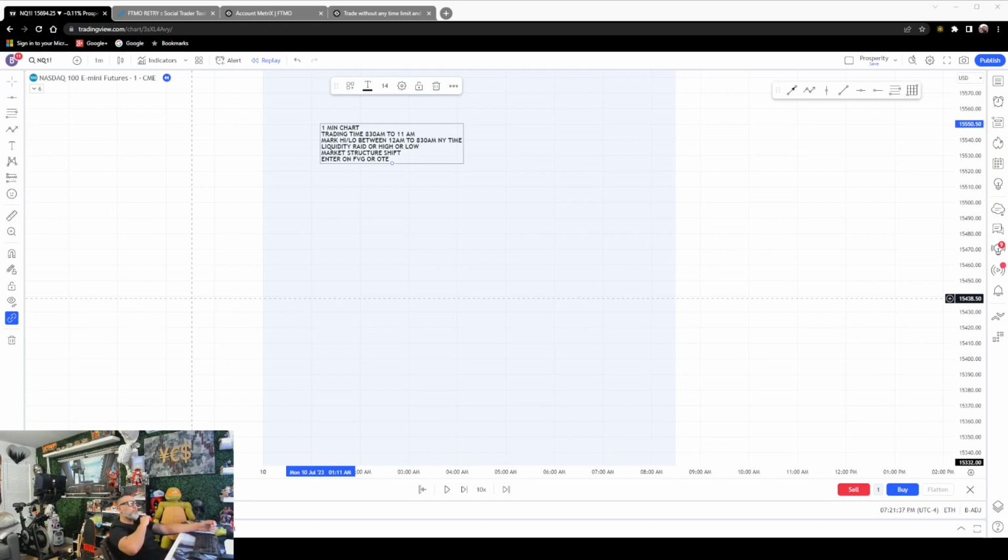So the strategy is super simple. It's on the 1 minute chart. The trading time is between 8:30 to 11 a.m. You're basically going to mark out the high and low between 12 a.m. New York time and 8:30 a.m. New York time, and then you're going to wait for a run on liquidity, right? You're going to wait for the high or the low to be taken, to be broken, and then a market structure shift, like a reversal to form. And then after that happens, you're looking to enter in on a fair value gap or an OTE, optimal trade entry, which is on the fib.